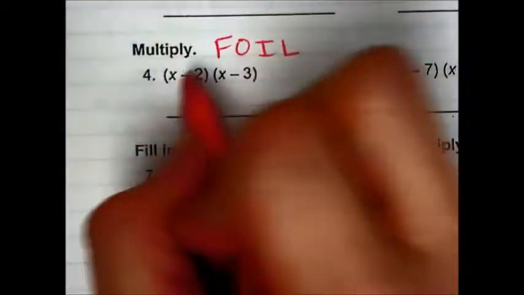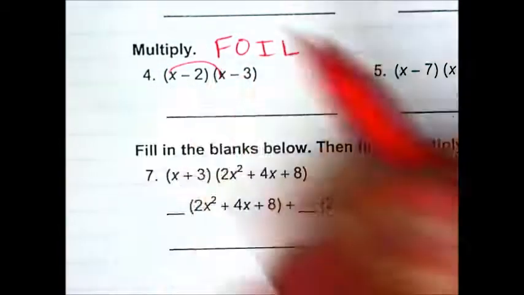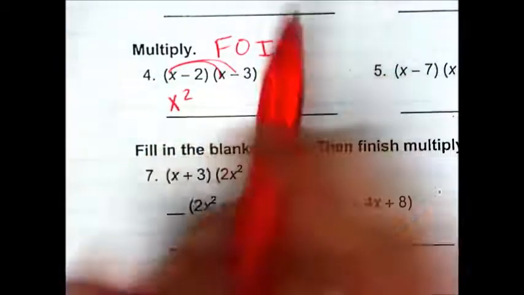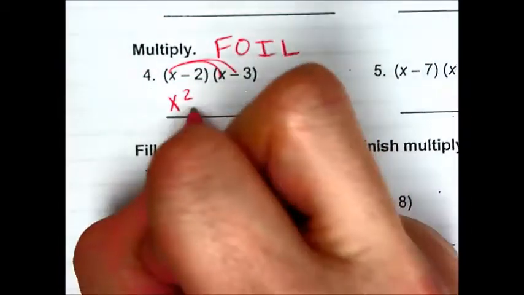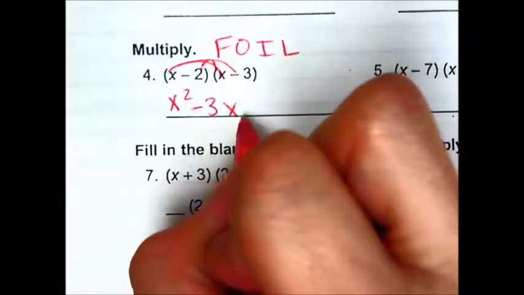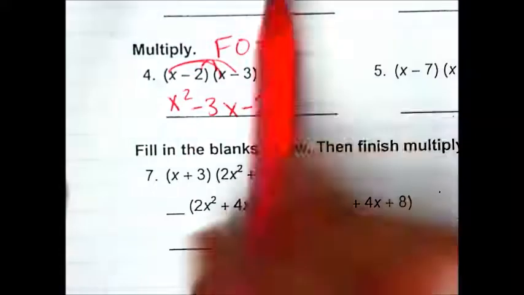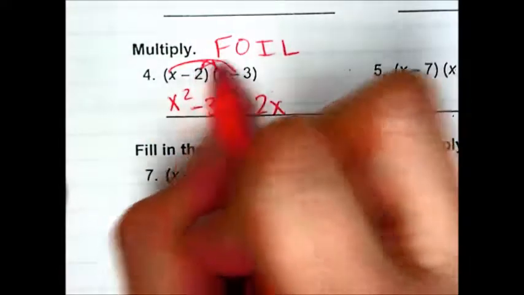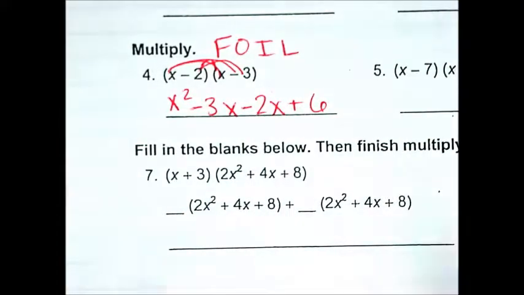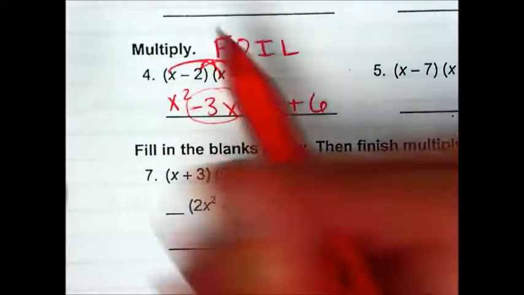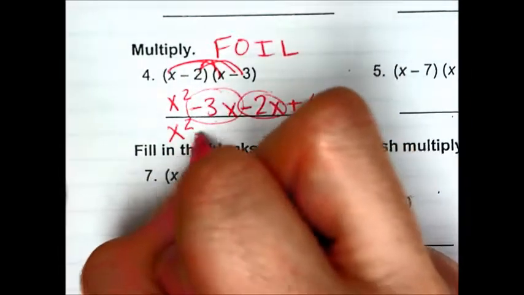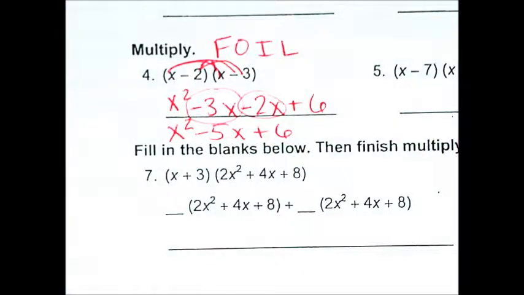Here we go. First, x times x, x squared. Outer, x times negative 3, negative 3x. Inner, negative 2 times x, negative 2x. And last, negative 2 times negative 3 is positive 6. Negative times negative, positive. And then look, combine like terms. So final answer is x squared, combine negative 3x and negative 2x to make negative 5x plus 6.